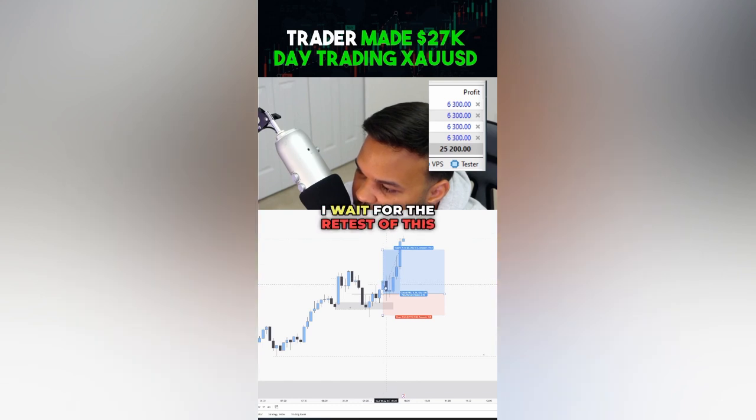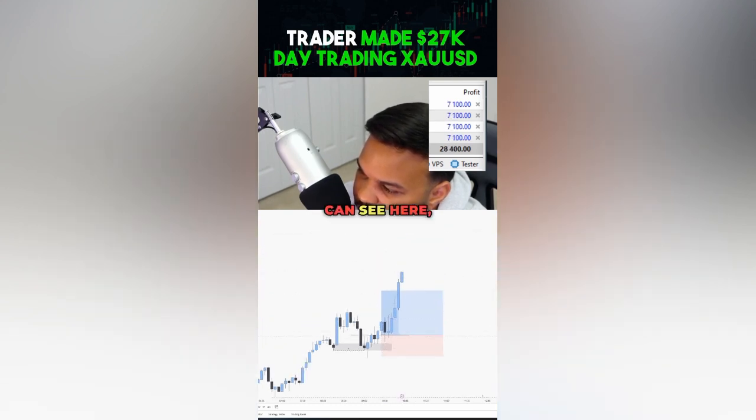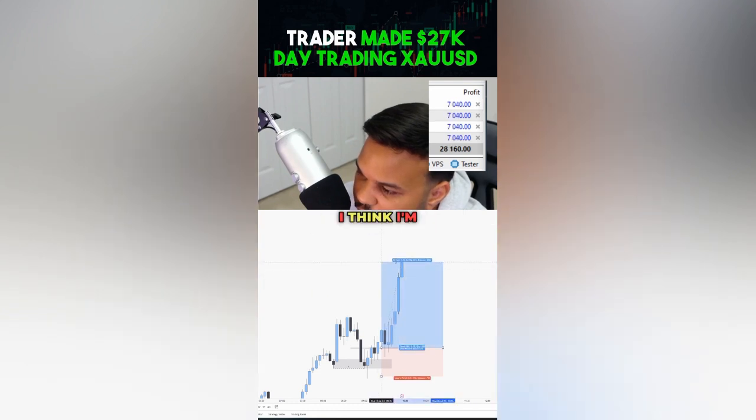I wait for the retest of this level right here, enter here, 25 pips stop loss, and 50 pips take profit. You guys can see here, I'm still holding my trade. I think I'm going to close at 1 and 3 right here. But yeah, this is the trade of today.